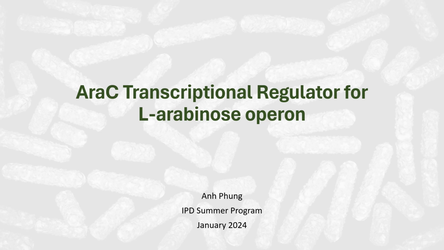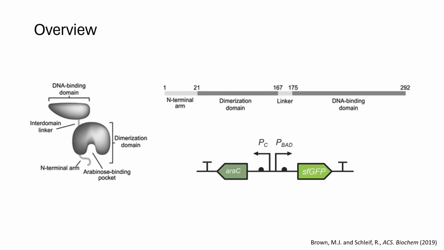Hi, I'm going to talk about the AraC protein, a transcriptional regulator of the arabinose operon in prokaryotes. Among the very popular choices used in genetic circuit design and inducible expression systems by bioengineers, it is often paired with the PBAD promoter. AraC is 292 amino acids long and consists of an arabinose binding domain at the N terminal, a DNA binding domain at the C terminal, and a dimerization domain.